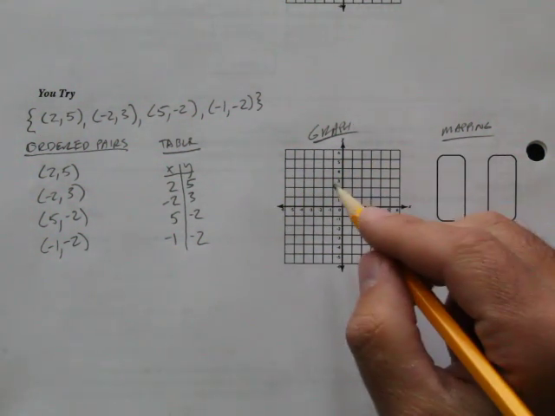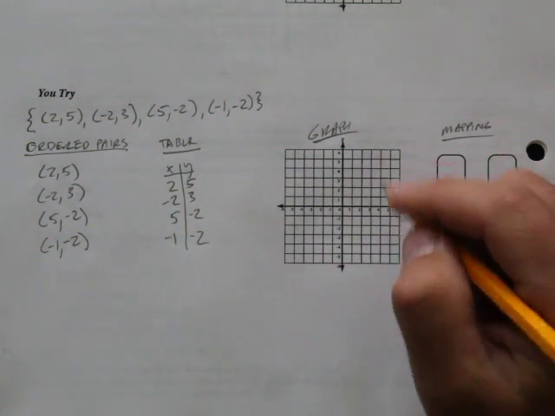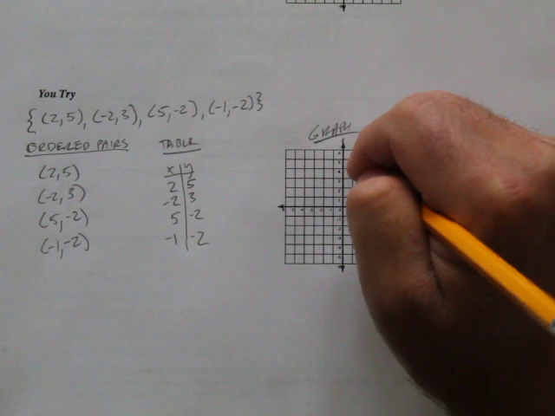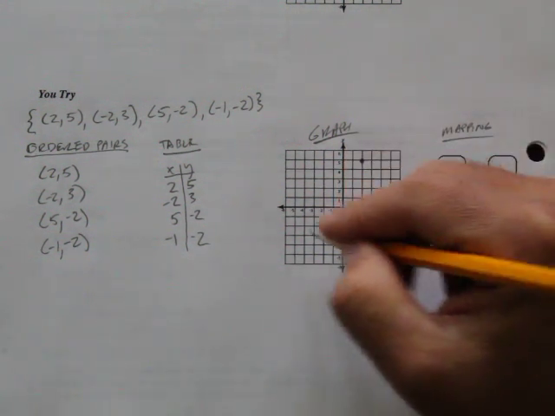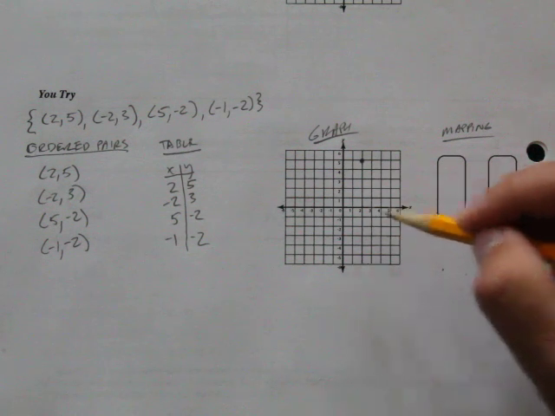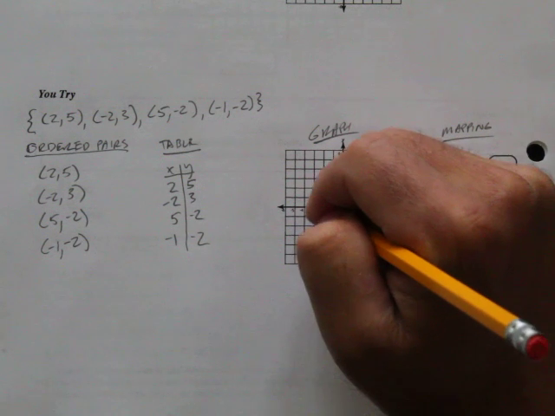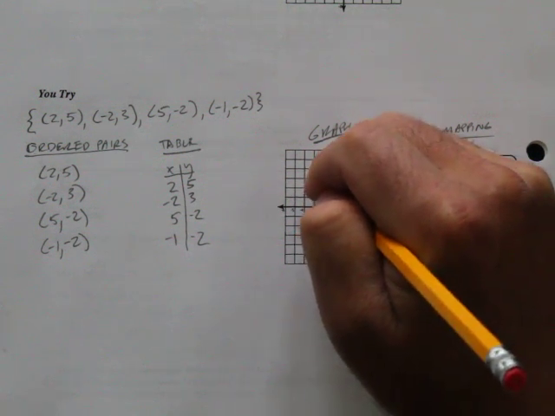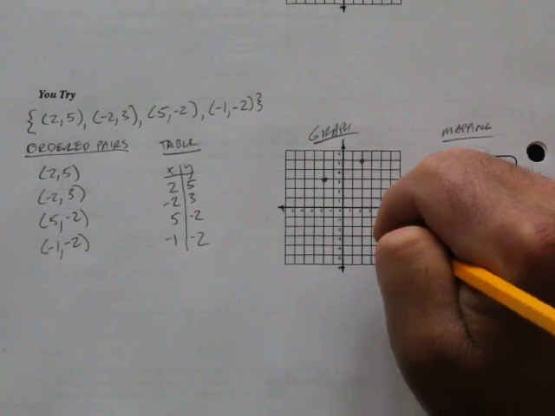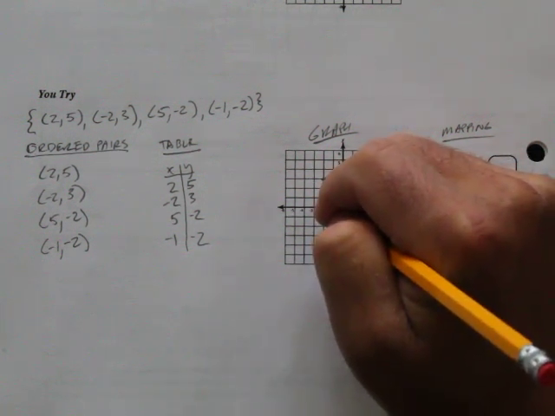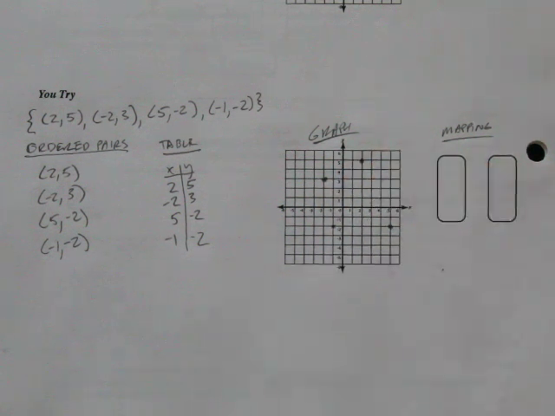Now, my graph. So I'm just going to take these points and plot them over here. (2, 5), (-2, 3), (5, -2), and (-1, -2). Man, it was nice of some really handsome guy to make this coordinate plane for you with all of these numbers in here. So there's my graph.